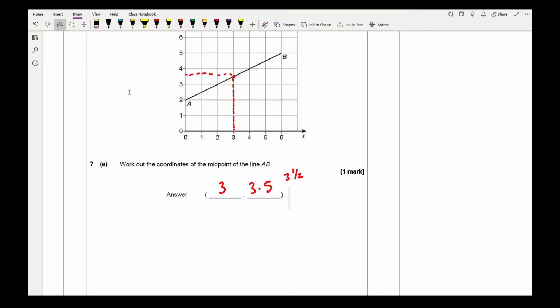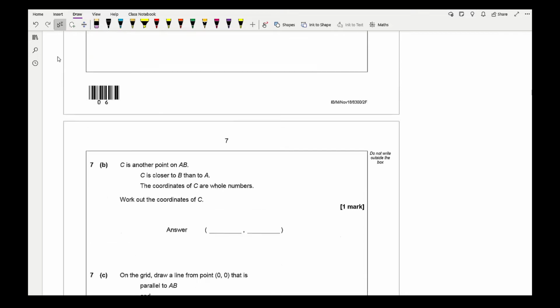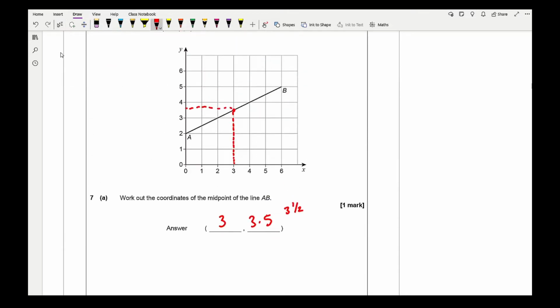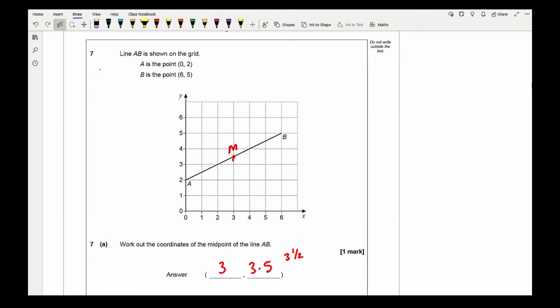And then scrolling down to 7b, it says that C is another point on the line AB. C is closer to B than A, and the coordinates are whole numbers. So we need to go back to this particular point here, and I'm just going to get rid of those lines. This here is our midpoint, which I'm going to label as M. Now C is closer to B than it is to A, so we're looking somewhere along this part of the line, which I'm going to shade in blue.